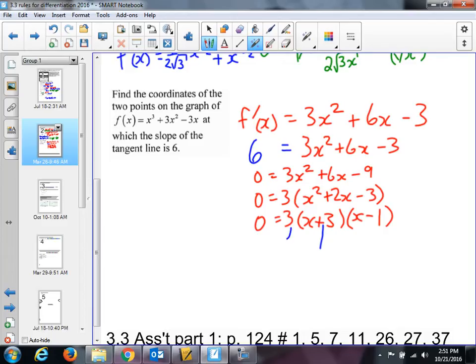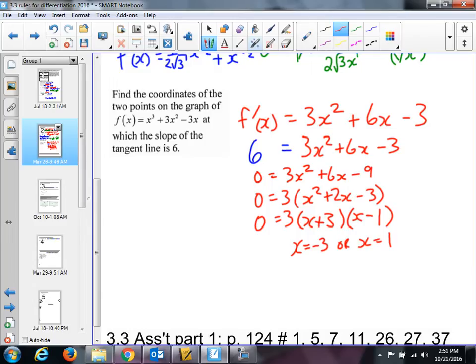3 will never give us a 0, so that's off limits. It's not a solution. But if you get a 0 in here, it doesn't matter what this is, as long as this is 0, we've got it. And then you use the same argument for the x minus 1. I hope you knew how to solve this. So, x equals negative 3, or x equals 1.